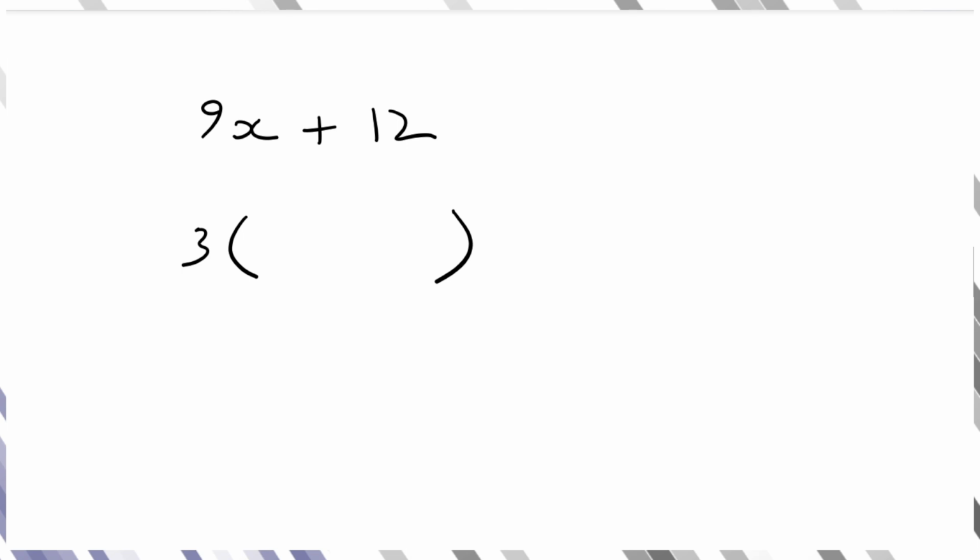9x divided by 3, well 9 divided by 3 is 3 because 3 3s are 9. So 9x divided by 3 is 3x. And then 12 divided by 3 is 4. So that's it. That is 9x plus 12 factorized.